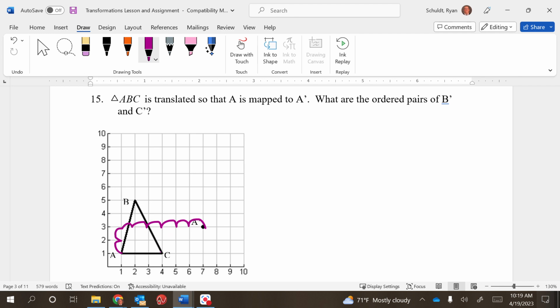So with the C, let's do the same. Go up 2. 1, 2, and then over 6. 1, 2, 3, 4, 5, 6. Here's the new C prime. With B, do the same. 1, 2, 1, 2, 3, 4, 5, 6. There's the new B prime. I'm going to erase all these markings so we can see our new triangle. So the new triangle is right here.